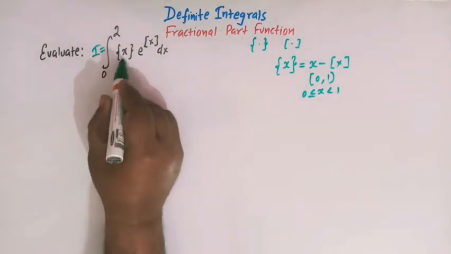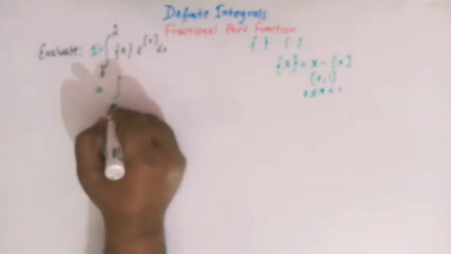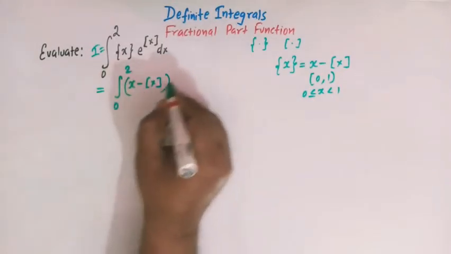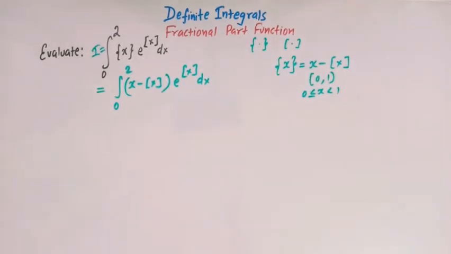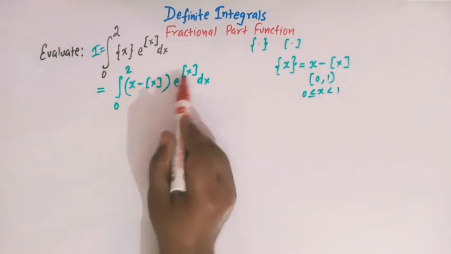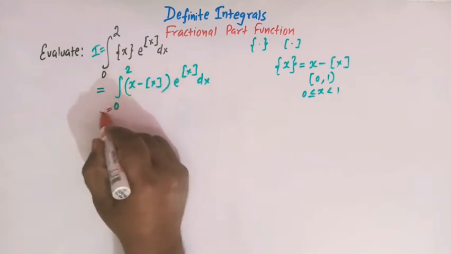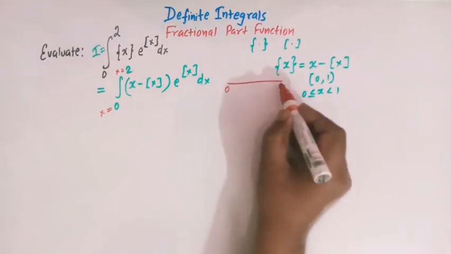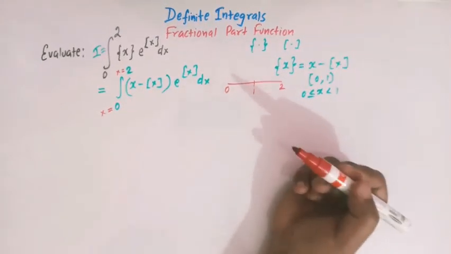If we replace the fractional part of x by x minus greatest integer of x, we get the integral from 0 to 2 of x minus greatest integer of x, times e raised to greatest integer of x. Now our integrand consists of only the greatest integer function, and the limits of integration are from x equals 0 to x equals 2. Between 0 and 2 we have the integer 1.